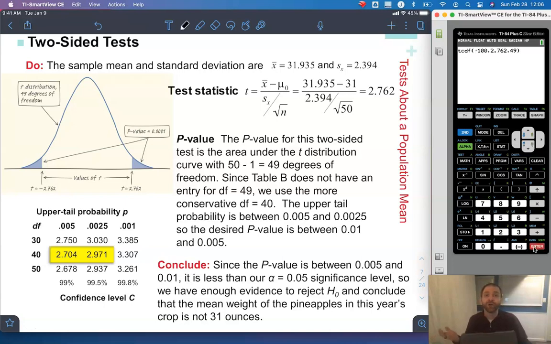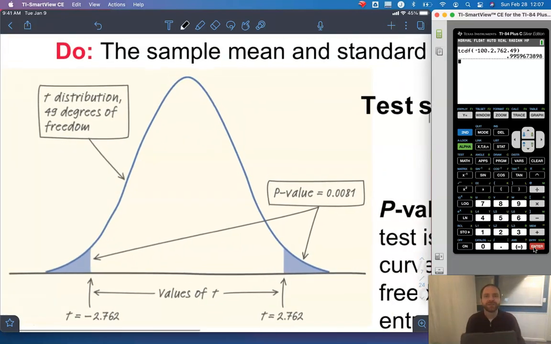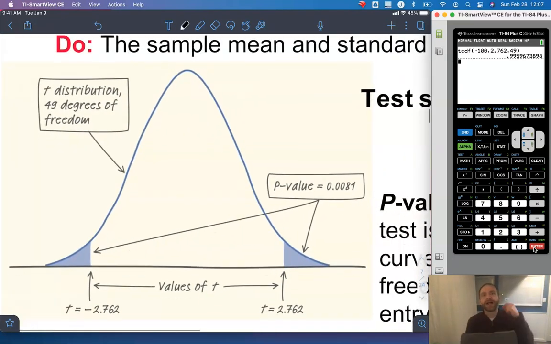And if I hit enter, oh my goodness, no, it's not. It is 0.995967. Wow, that wasn't even close to what we said it was going to be. So what's going on? Why is this the way it is? Well, because I typed it in wrong. And that's why we always say it's really important that you sketch a picture, because this picture is going to help you even know how to use that calculator up above.